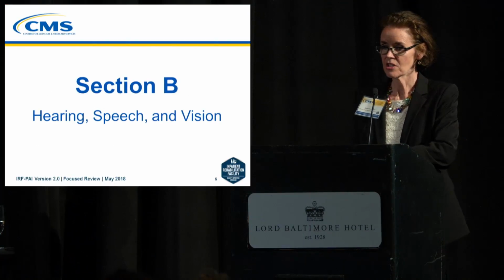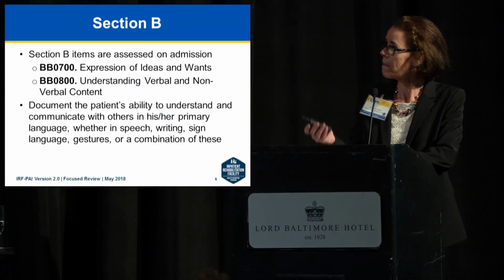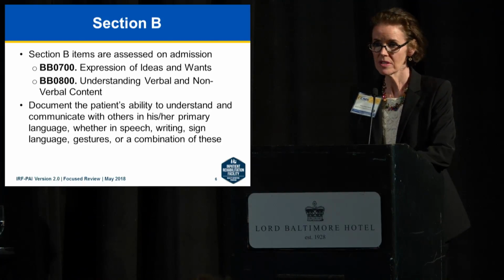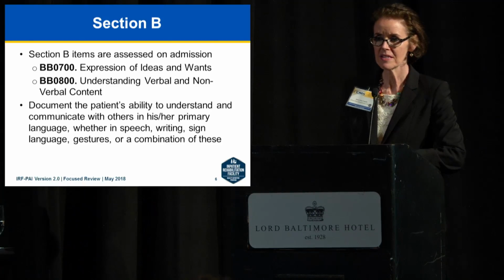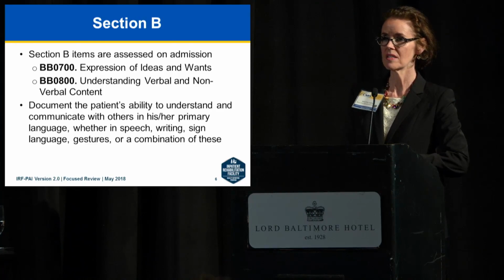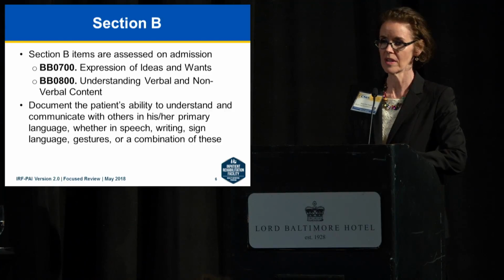So we'll start with section B, which is the hearing, speech, and vision section. And section B items are assessed on admission. They're only done on admission. It's BB0700, which is the expression of ideas and wants, and BB0800, which is the understanding of verbal and nonverbal.